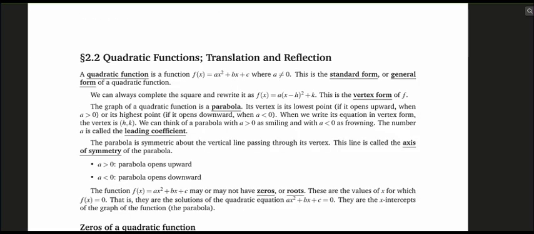Thank you. Hi, everyone. So this is the second half, quadratic functions, translations, and reflections. A quadratic function is basically this type of function.